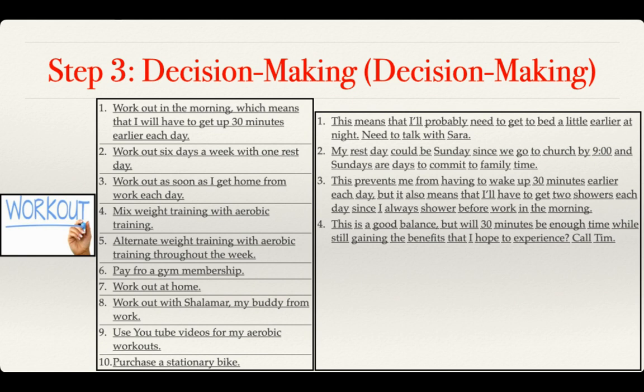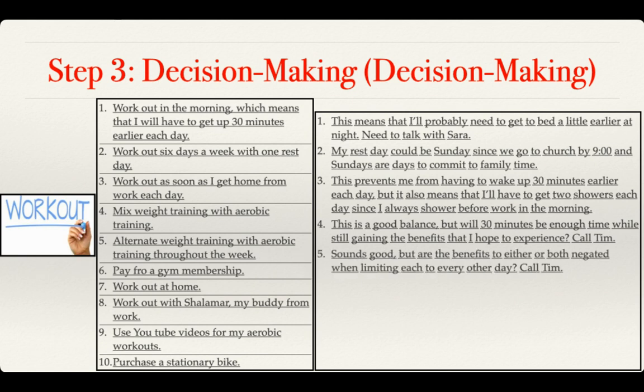For number 4 on mixing weight training with aerobic, this is a good balance, but will 30 minutes be enough time while still gaining the benefits that I hope to experience? Call Tim. What's he thinking here? He's thinking, well, my workout I've decided is going to be 30 minutes long. If I include aerobic and weight training, that's only 15 minutes per, I'm splitting up the types of training that I do. Will that be enough to gain me the benefits that I hope to gain? Now the call Tim part is he's got a friend who he knows does this kind. He works out every day and he knows all about this sort of stuff. So he's going to call his friend.